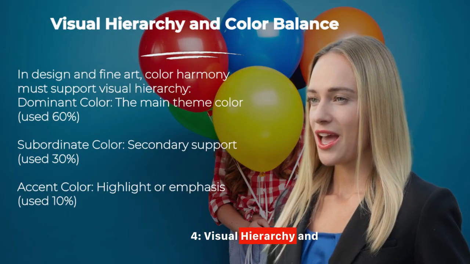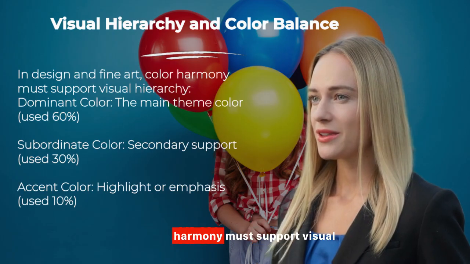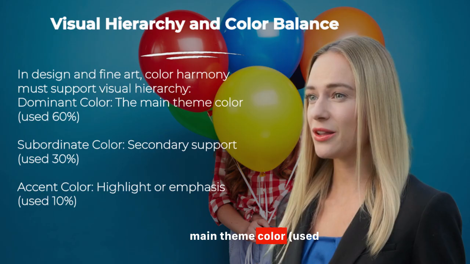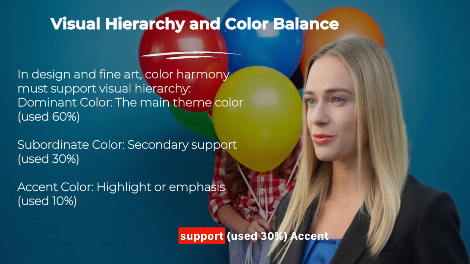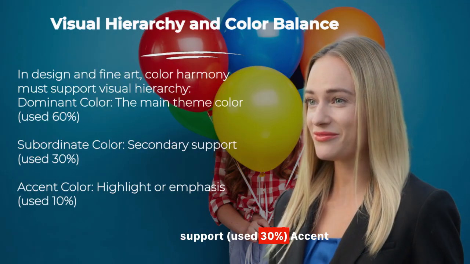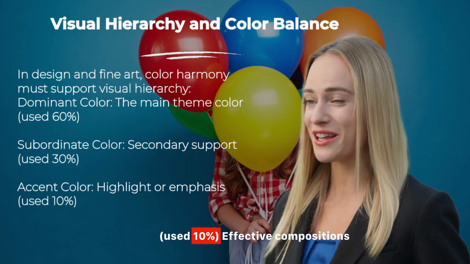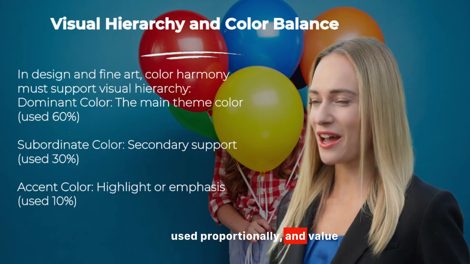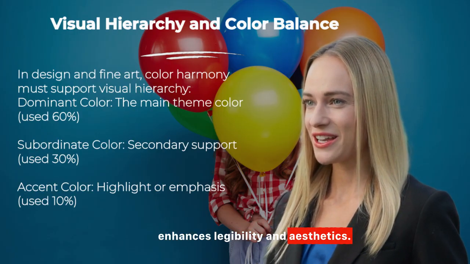4. Visual hierarchy and color balance. In design and fine art, color harmony must support visual hierarchy. Dominant color, the main theme color: use 60%. Subordinate color, secondary support: use 30%. Accent color, highlight or emphasis: use 10%. Effective compositions ensure these colors are used proportionally, and value contrast, lightness versus darkness, enhances legibility and aesthetics.